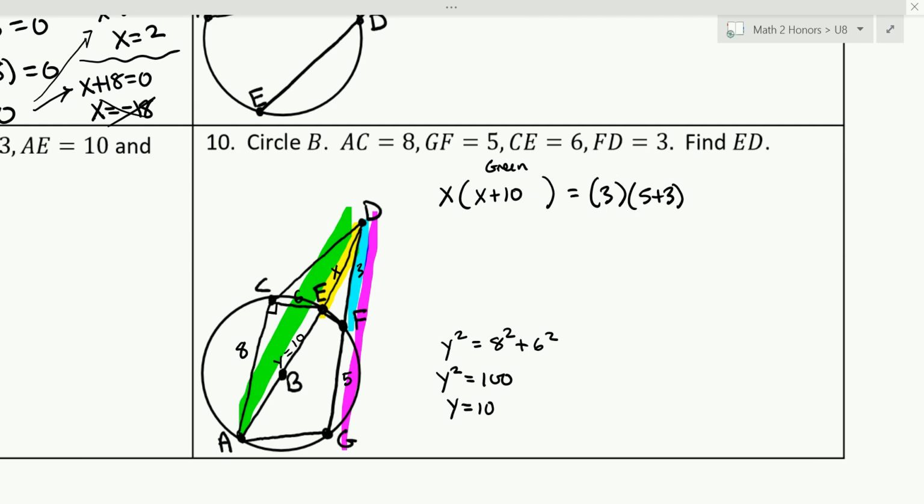So remember, finding side lengths, the Pythagorean theorem helped us here, and then those three formulas that I gave you can help you.